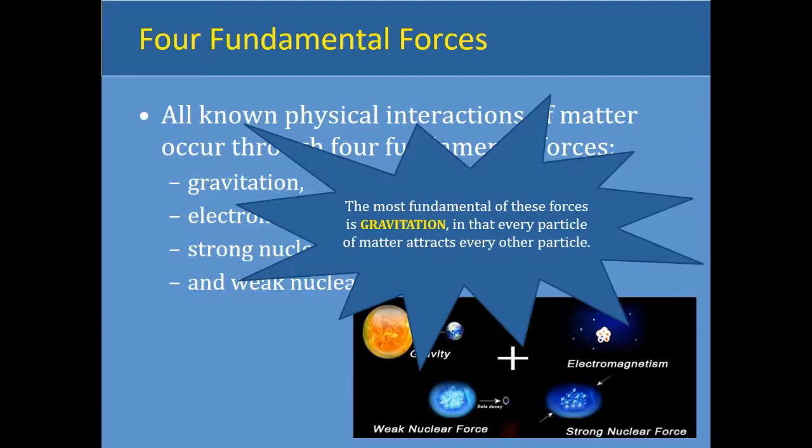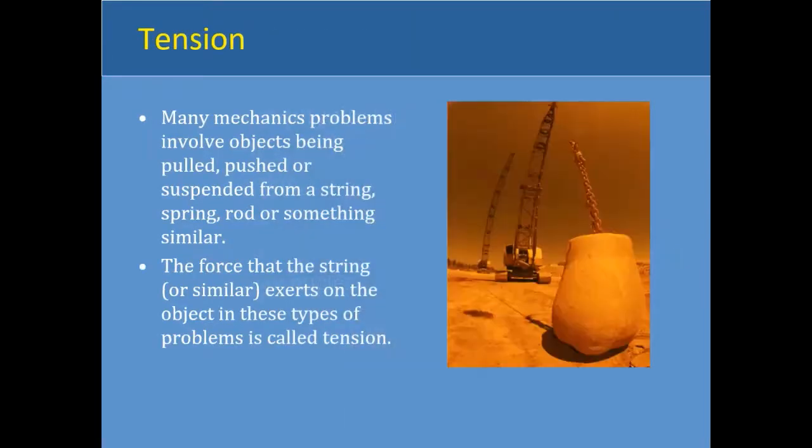Now, we'll talk about these more as time goes on, but these are just some to have in the back of your mind as you're thinking about force. First one is tension. There are a lot of mechanics problems involving objects being pulled or pushed or suspended from some string, spring, or rod. This ends up being key to things like certain types of harmonic motion. If you've got a clock, for example, that has a pendulum, the force that the string or some similar object exerts on the object in these types of problems is what's called tension.